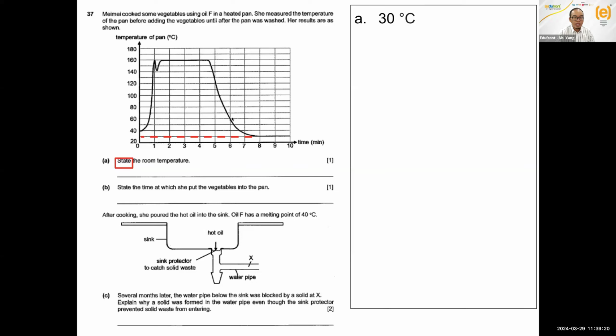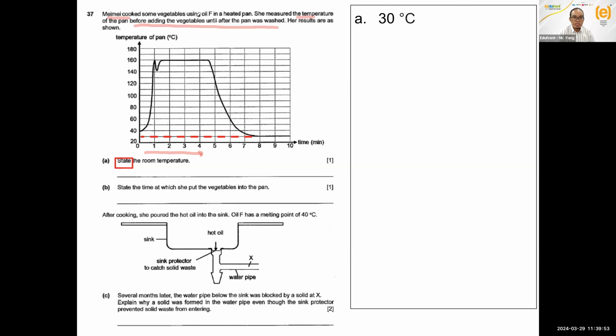For you to understand this, you must understand what is going on in the graph. Let me explain. You can see here, the horizontal axis represents the time, right? So Mei was cooking the vegetable. She heated the pan. At first, she measured the temperature of the pan before adding the vegetable, but after the pan was washed.